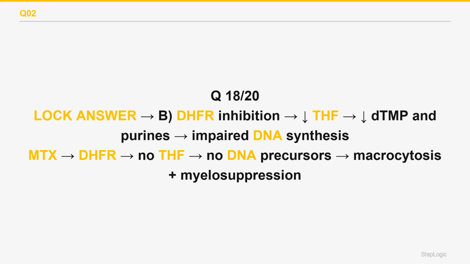Choice A, DNA alkylation, is cyclophosphamide and platinum agents. Choice C, fraudulent nucleotide, is 5-fluorouracil, 5-FU, or cytarabine. Choice D, thymidylate synthase inhibition, is also a 5-FU mechanism but independent of DHFR. Methotrexate's primary mechanism is DHFR inhibition, upstream of thymidylate synthase.